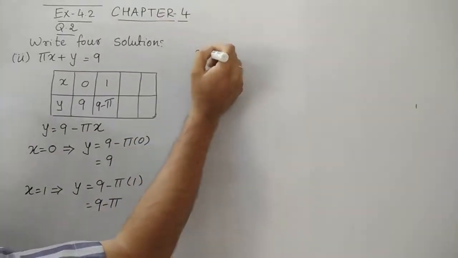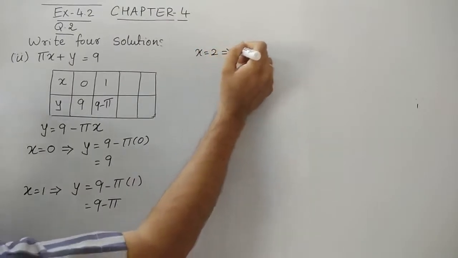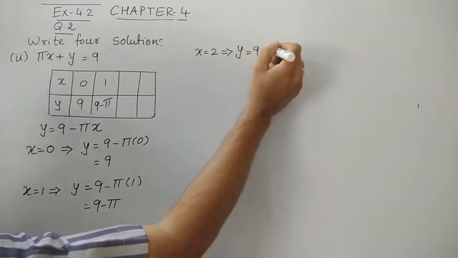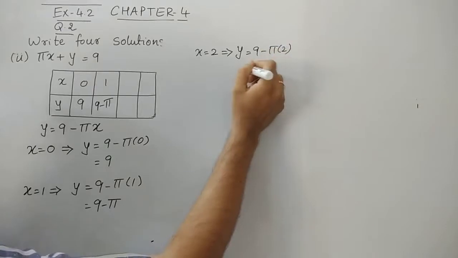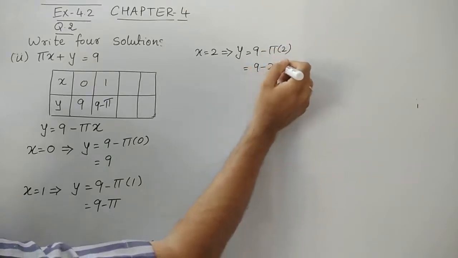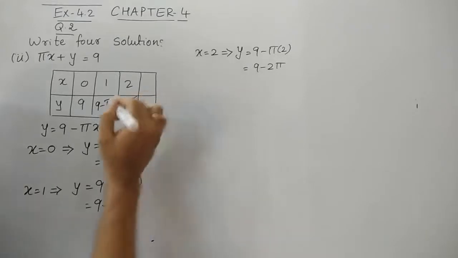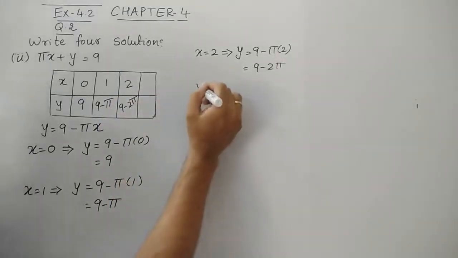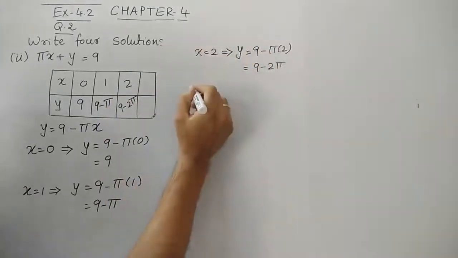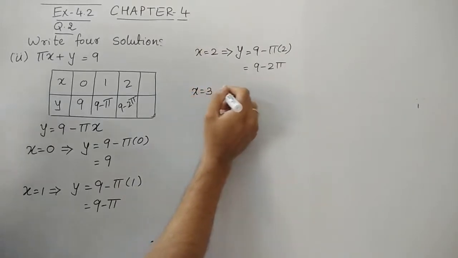Let's take one more value of x. So y is equal to 9 minus pi into 2. So this is 9 minus 2 pi. So when x is 2, y is 9 minus 2 pi. One more value we'll go for, as we require four solutions. So x is 3.